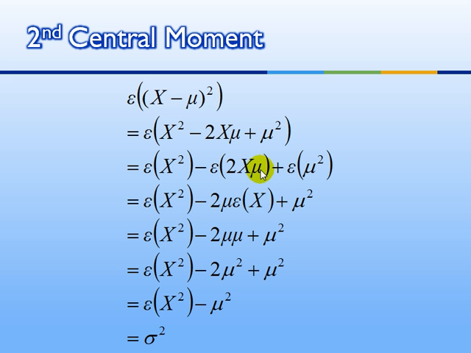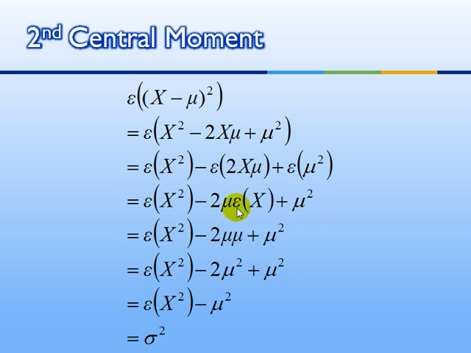Now, because of the rules of expected values, we can take any constant here and pull it out of the expected value function. So this 2, we're going to factor it out. This mu, it's a constant. We're going to factor it out. So this central term becomes 2 times mu times the expected value of x. This value here, the expected value of mu squared, is mu squared because mu squared is a constant.